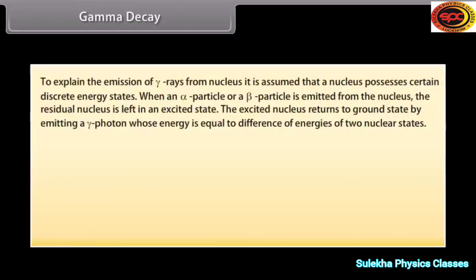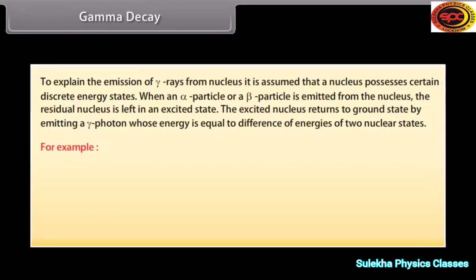Gamma decay. To explain the emission of gamma rays from the nucleus, it is assumed that a nucleus possesses certain discrete energy states. When an alpha particle or a beta particle is emitted from the nucleus, the residual nucleus is left in an excited state. The excited nucleus returns to the ground state by emitting a gamma photon, whose energy is equal to the difference of energies of two nuclear states.